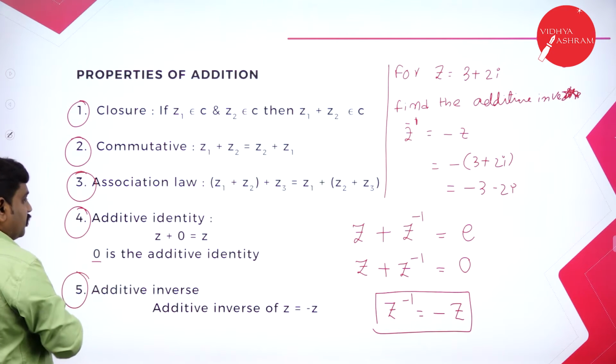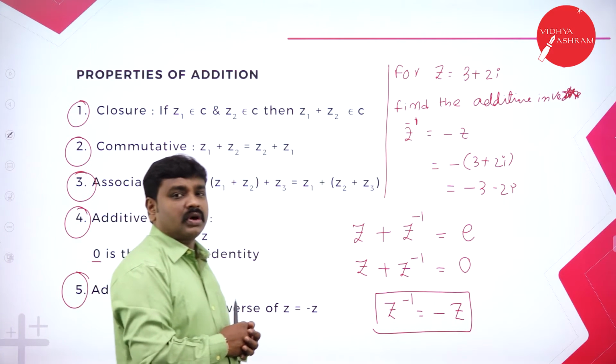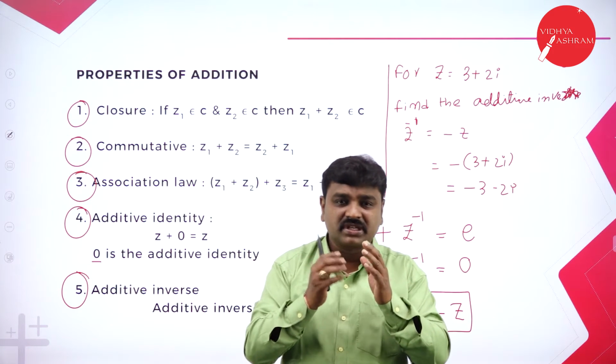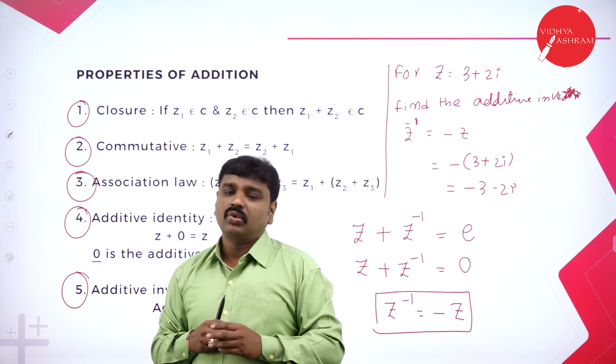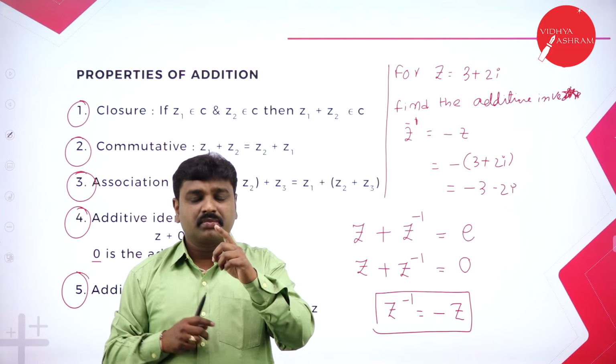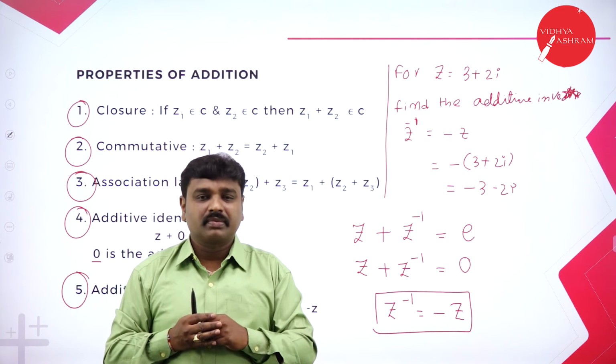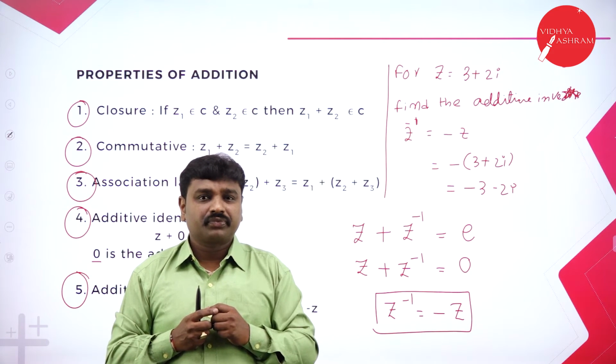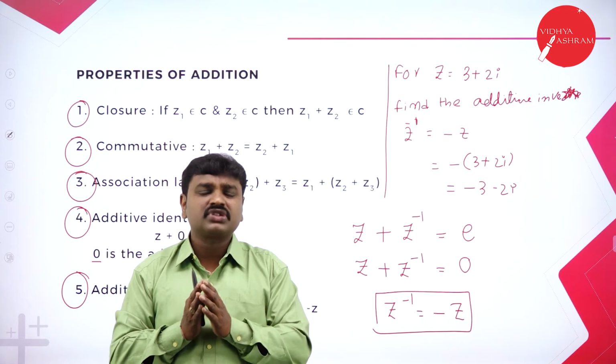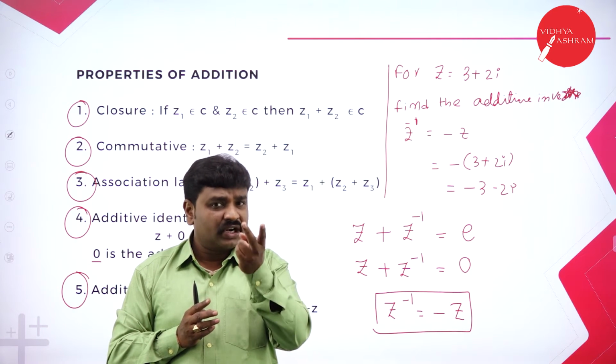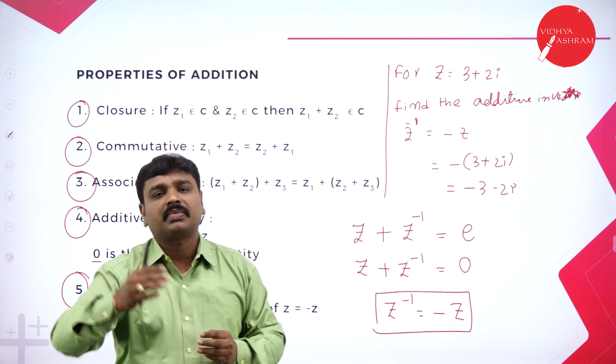So these are the 5 properties. My dear students, I hope all of you got all the 5 properties. Let me summarize. First is closure law. What is closure law? If you add two complex numbers, the result is also a complex number.